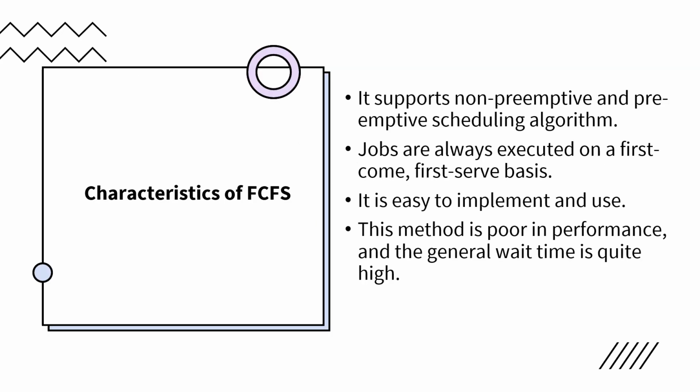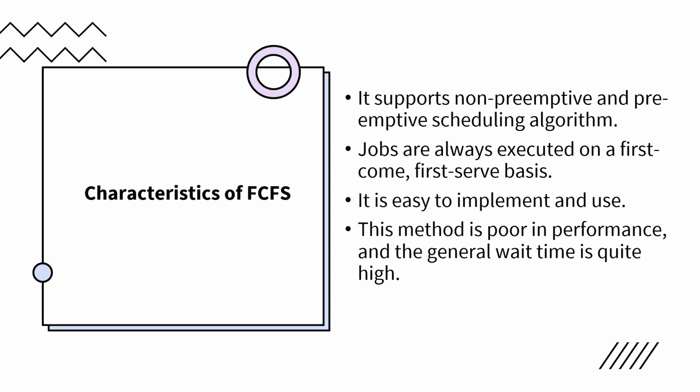Next, let's see some characteristics of first come first serve. It supports non-preemptive as well as preemptive scheduling, which means it plays a role in both. The difference is that it does not work like other scheduling algorithms such as SJF or round robin. Jobs are always executed on the basis of first come, first served, as I mentioned in the definition itself. First priority plays a major role in this scheduling algorithm, and the algorithm is efficient as well as easy to use.